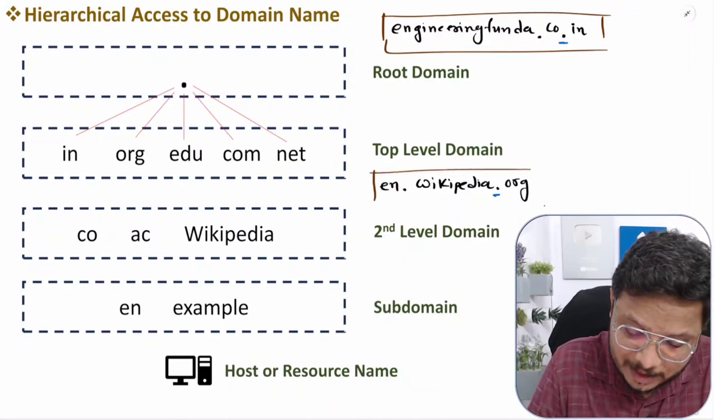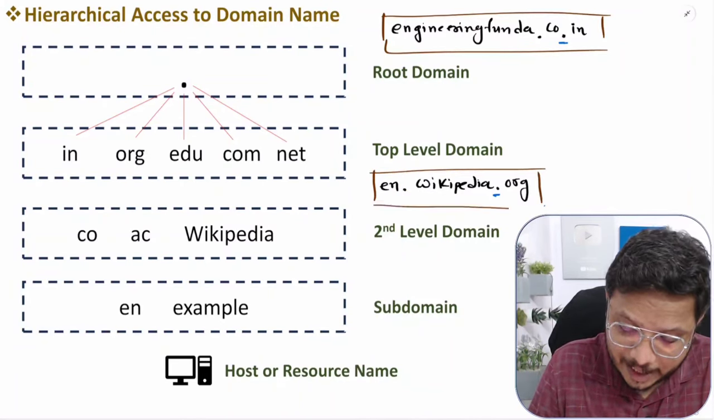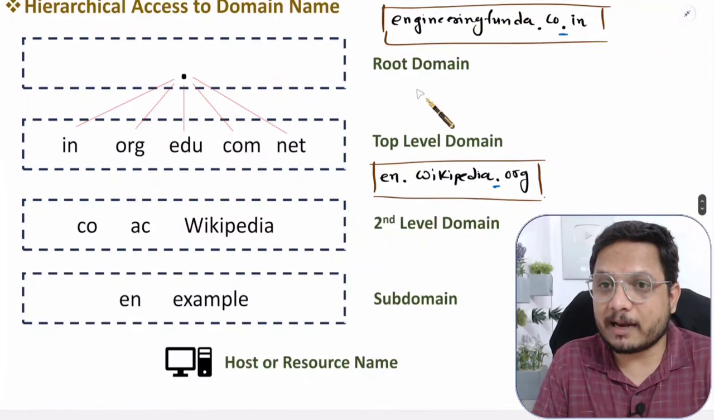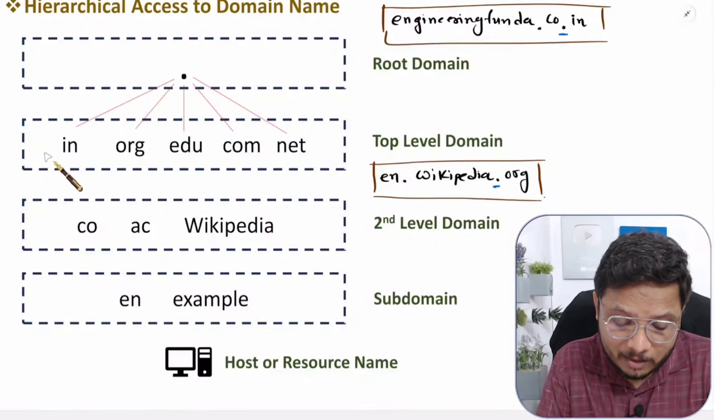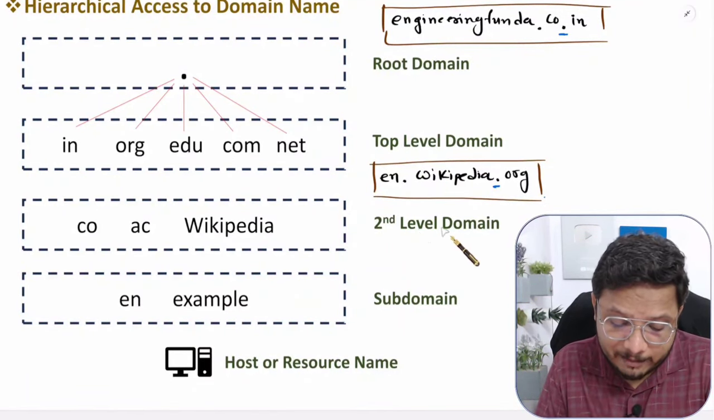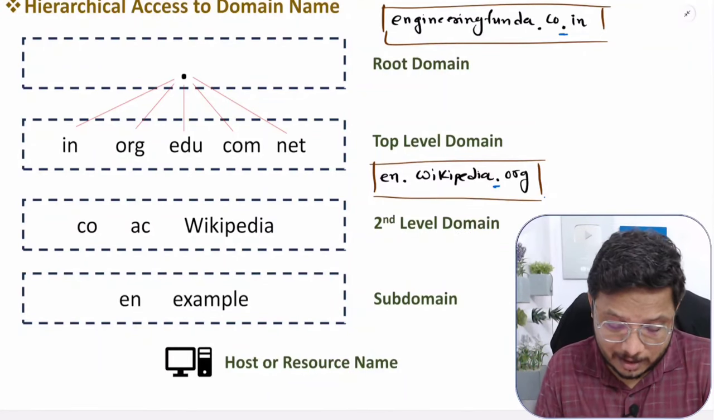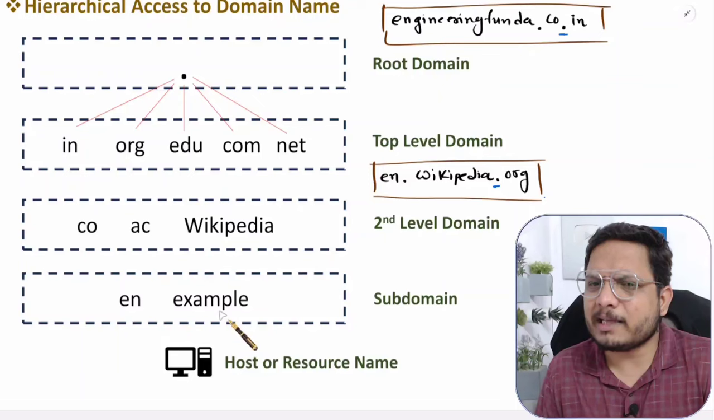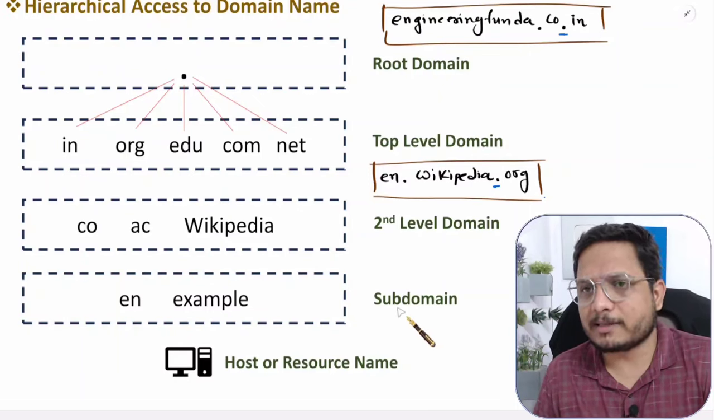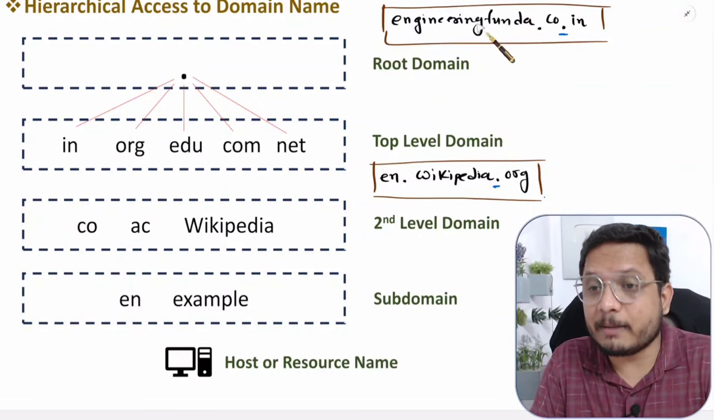So you should know how the hierarchical access is happening, right? Root domain is there. After that, top level domains are there. Then second level domains like .co, .ac. And then en, example, that is how some subdomains are there, right? Sometimes, like my website is a subdomain.